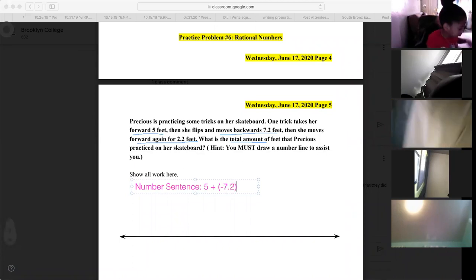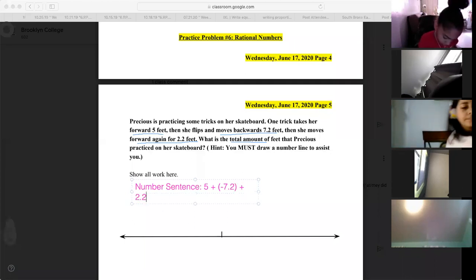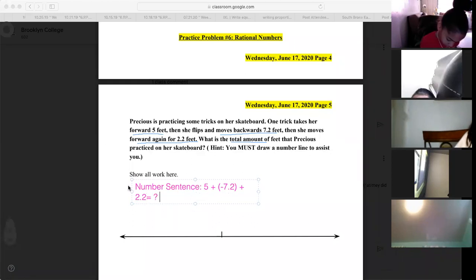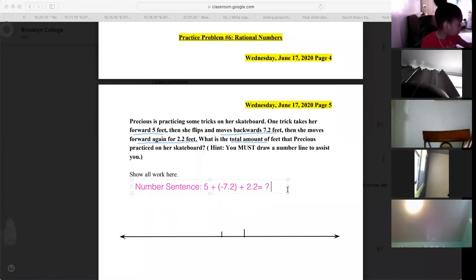Now, it says that you then go forward again, 2.2 feet. What kind of integer is that? Positive. Good. Equals some number. Pretty simple. Again, the 5 represents 5 feet forward. Backwards is negative 7.2, and then forward is 2.2. So now let's take care of this math here.